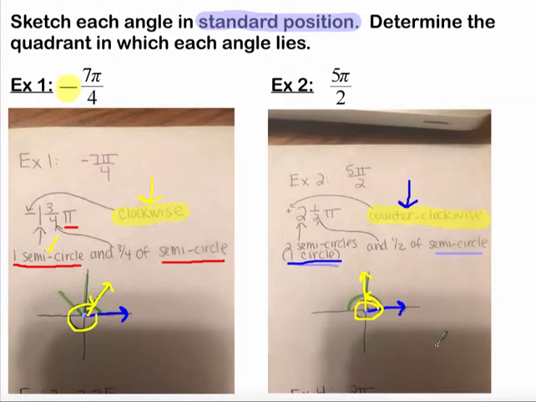Alright, I know that's really sloppy. I don't have a stylus with me. I'm using my mouse pad here. So we're going 1 whole circle counterclockwise, and then 1/2 of a semicircle, drawing our terminal side.